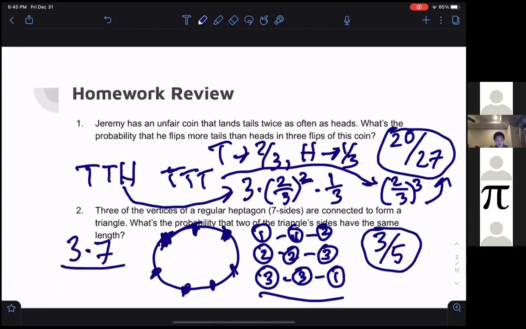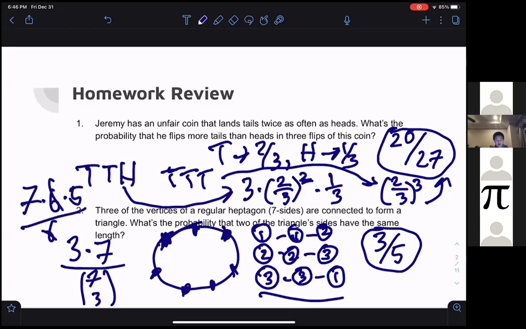And how many total triangles can we have? Well, a triangle is just defined by any set of 3 points, not order specific. That's just 7 choose 3. If we calculate this, that's 7 times 6 times 5 over 6. That's 35.